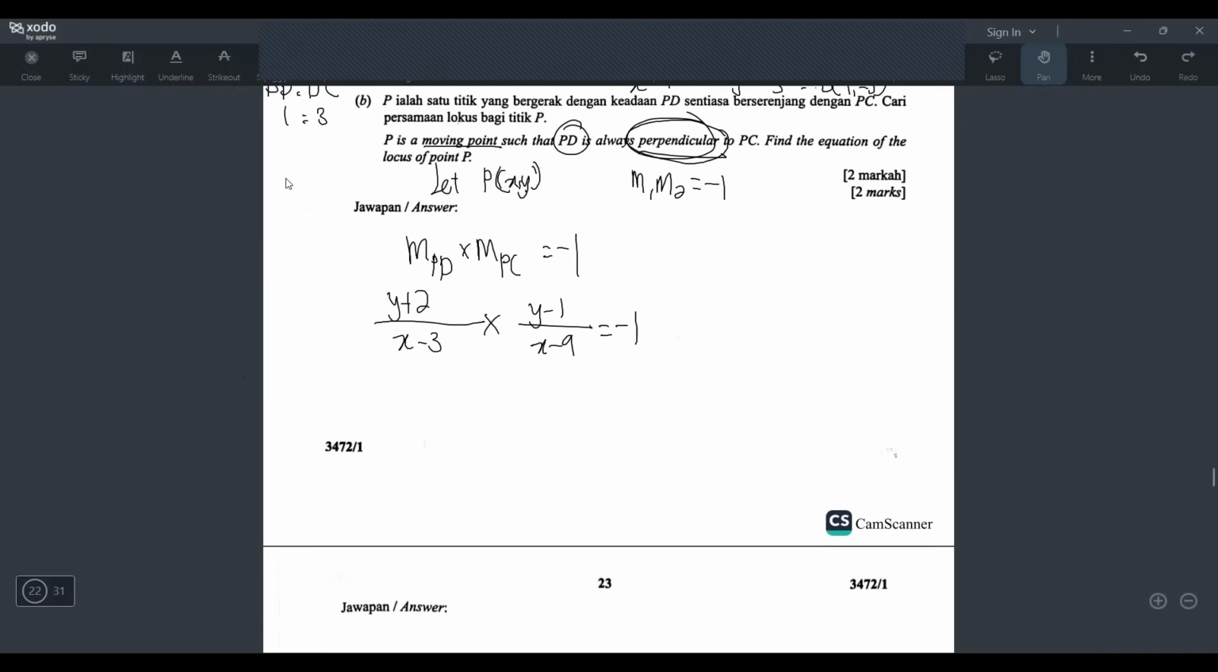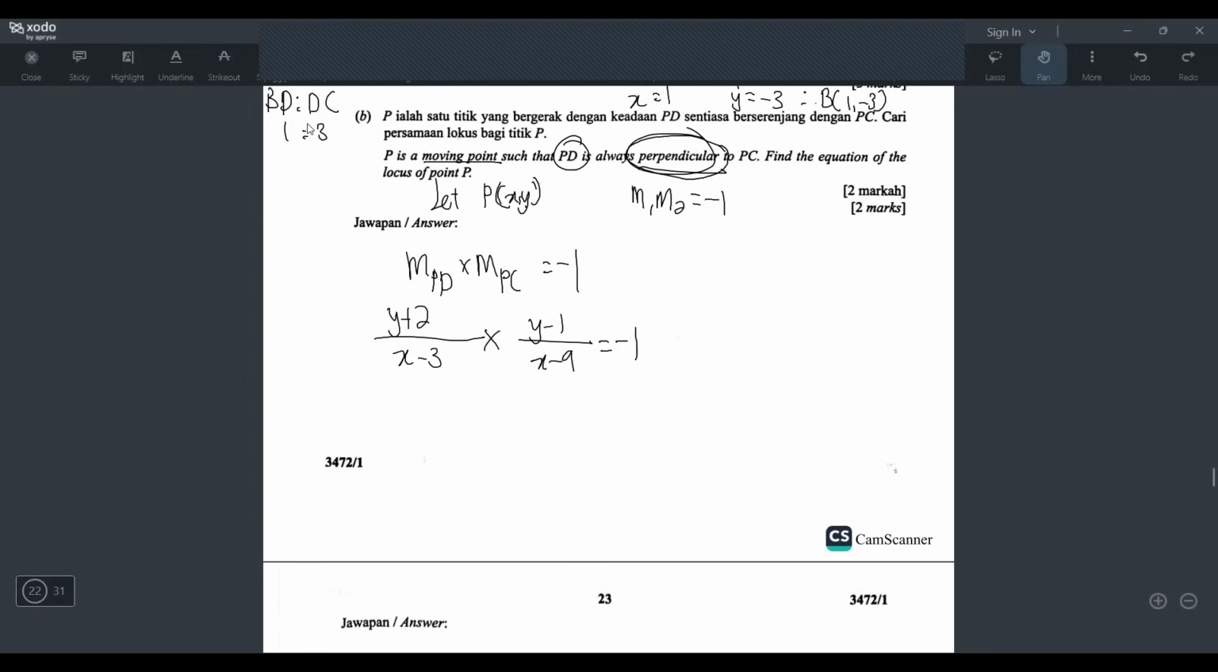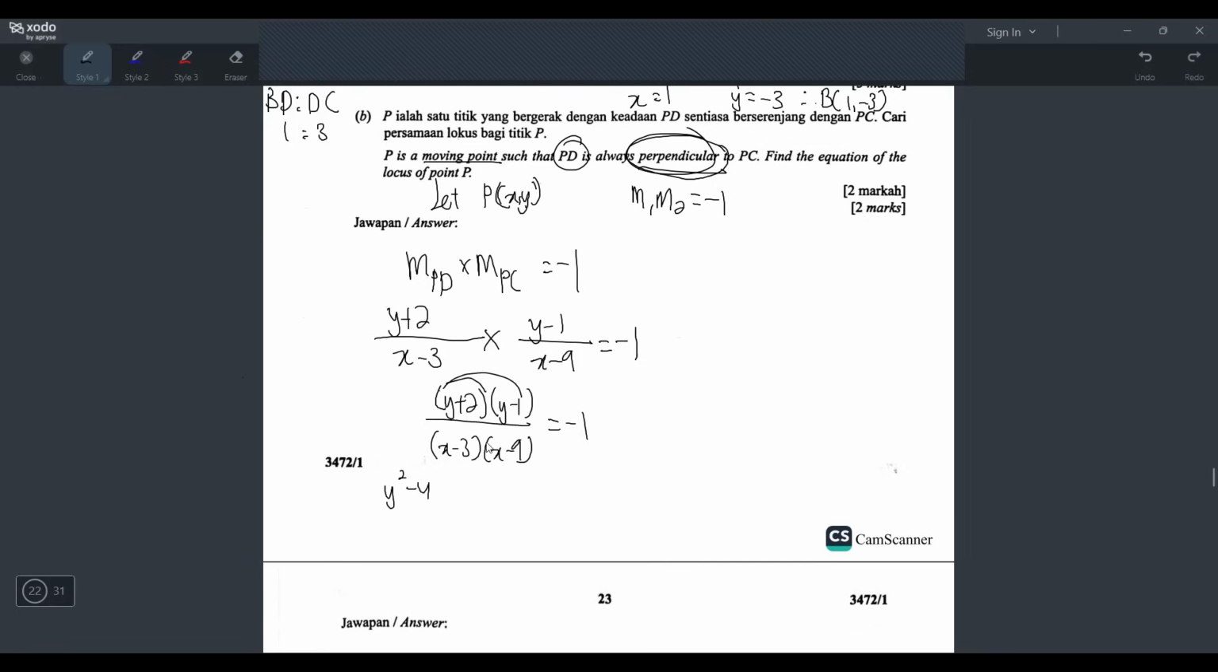And then after you reach here, you just simplify lah, okay? All right, how do you simplify this? You can do it like this. Atas darab atas, bawah darab bawah. So when you take atas darab atas, you will get y plus 2 times y minus 1, which means it will become like this. y plus 2 multiplied with y minus 1 over this whole thing, x minus 3 bracket x minus 9. Atas darab atas, bawah darab bawah equals negative 1. So let's expand: y squared, and then negative y, 2 times y, 2y, and then 2 times negative 1, negative 2, over.